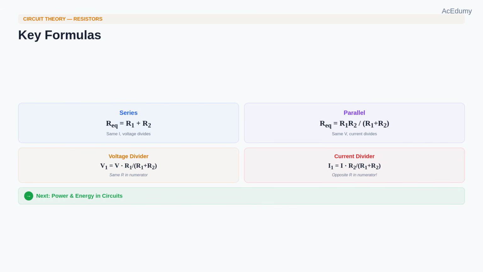Remember, parallel R equivalent is always less than the smallest resistor. Equal resistors in parallel give half. And for mixed circuits, simplify from the inside out. In the next video, we'll use these tools to study power and energy in circuits.